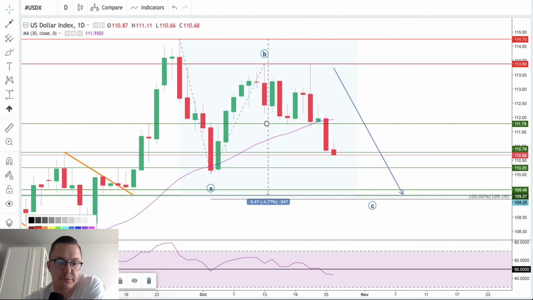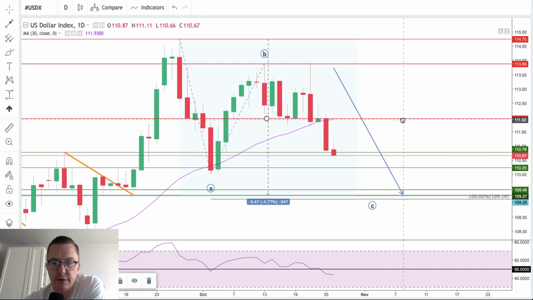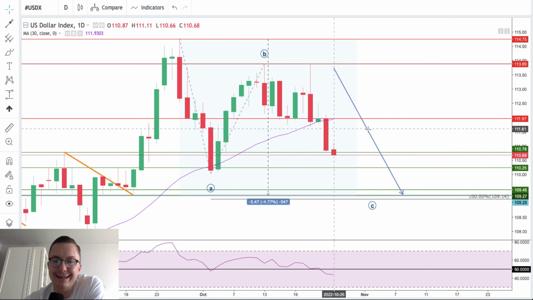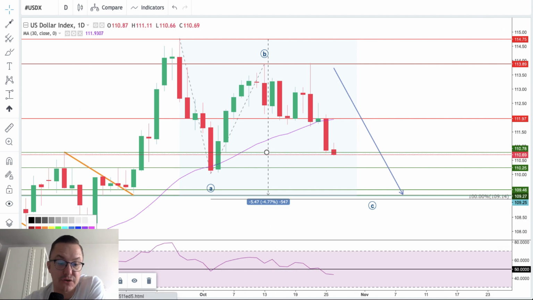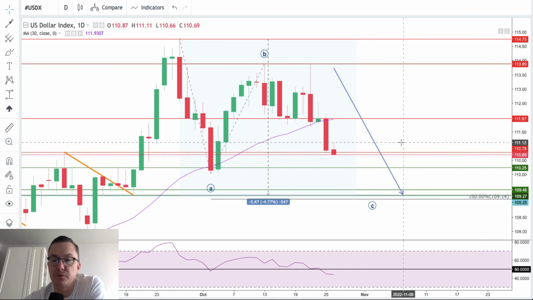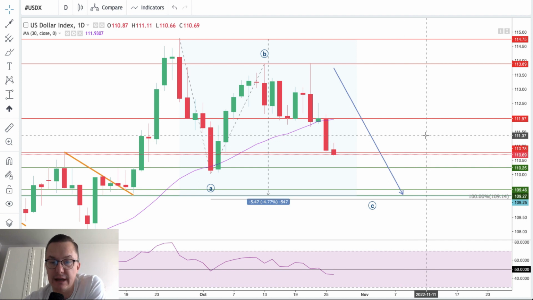That was supposed to be red. There you go. This is the red level here. I will adjust this level. 111.97 is the current technical resistance, and we have a breakout below 110.78. So I think I should change this technical support to technical resistance right now.